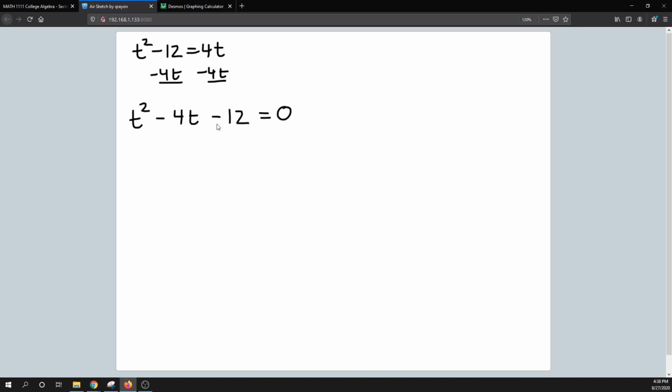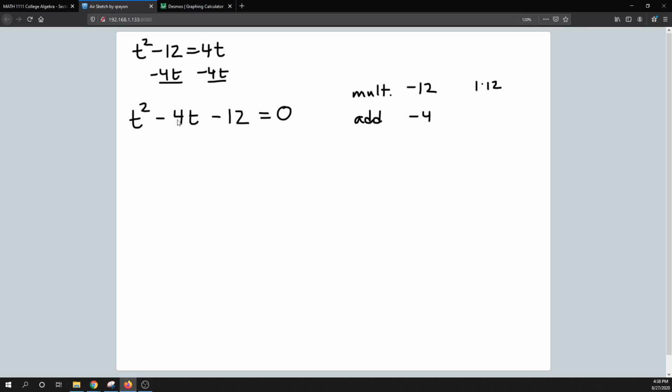Next, I want to factor this as much as possible. I can see that it has 3 terms, right? So I am going to use the AC method to factor it. To use the AC method, I would need 2 numbers that multiply to give me 1 times negative 12, which is negative 12. In this case, my A is 1, so there's an understood 1 here. My C is negative 12, so AC would be negative 12. So I'm needing 2 numbers that will multiply together to give me negative 12 and add up to negative 4 here.